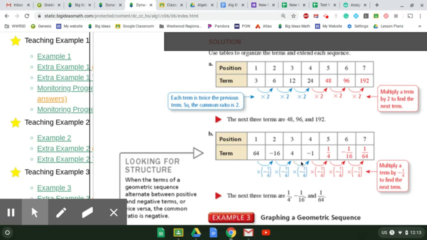And then the pattern keeps going. Let's continue to multiply by negative 1/4. Negative 1 times negative 1/4 is positive 1/4. Times negative 1/4 is negative 1 over 16. Times negative 1/4 is 1 over 64. And those are the next 3 terms, 1/4, negative 1 over 16, and 1 over 64. If you wanted, you could write them as a decimal, and that would be fine. But as a fraction, it's easy to write your answer like that too.